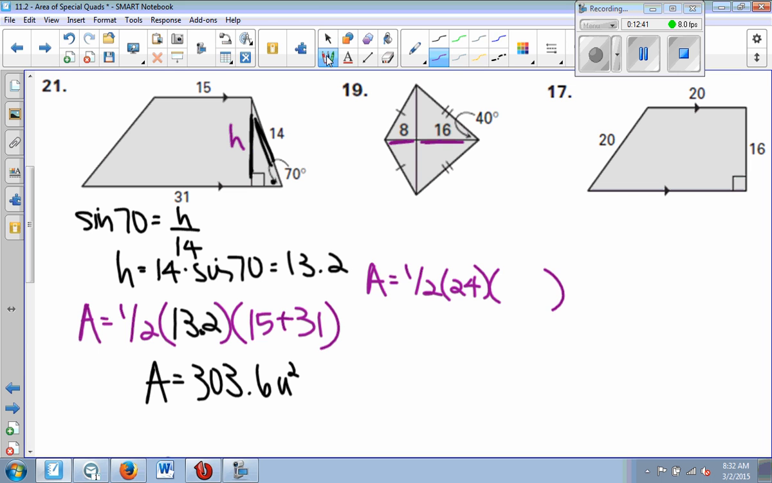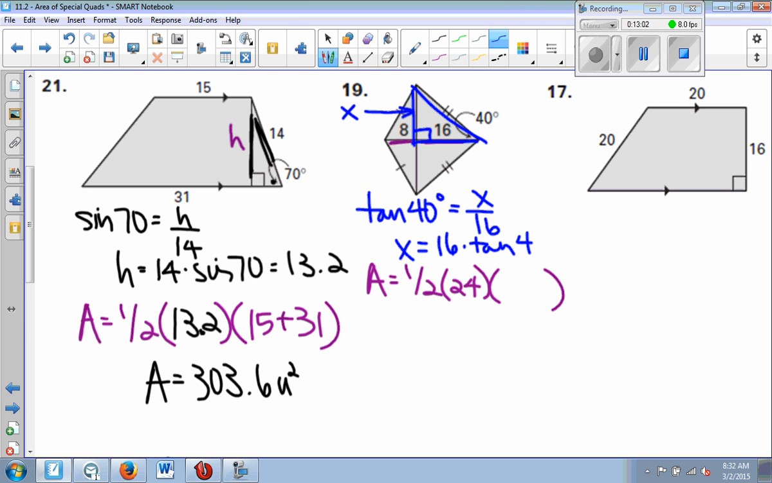But I do know that I have a right triangle in here, and I need to find that piece right there. So we're going to use trig again. So the pieces are, the x is the opposite side, the 16 is the adjacent, so that's the tangent ratio. In order to solve that, we're going to multiply. By multiplying 16 and tan of 40, I end up with a 13.4.